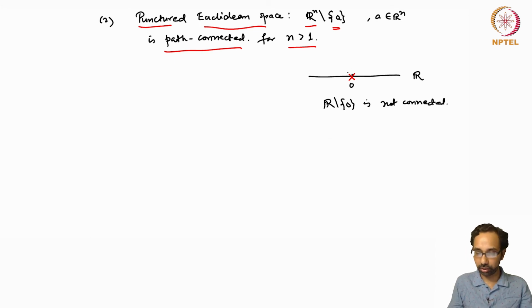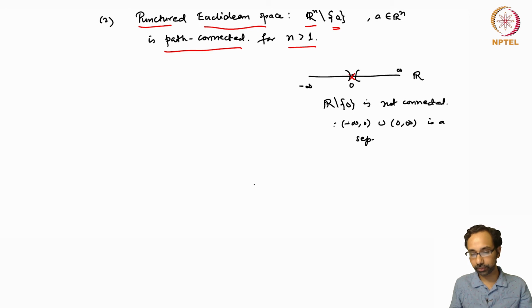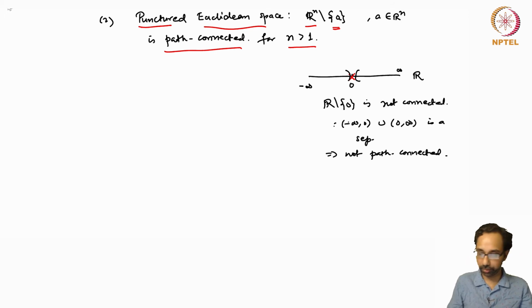One can simply show that these two open sets, minus infinity to 0 and 0 to plus infinity, form a separation, and so it is not connected, and therefore it is not path connected, because path connected spaces are connected. So it's just the contrapositive of this statement. So if R minus 0 is not connected, it is not path connected. However, when n is greater than 1, it is path connected.